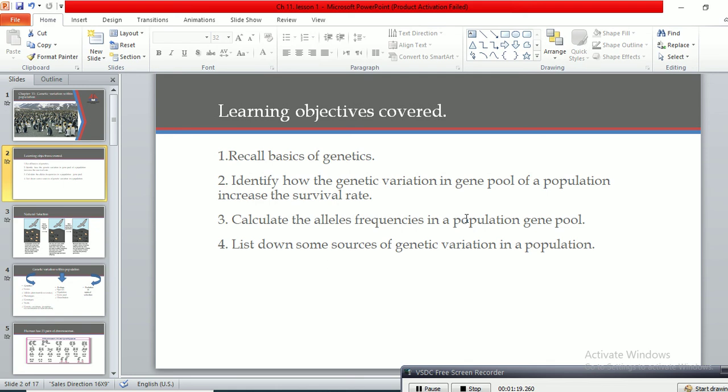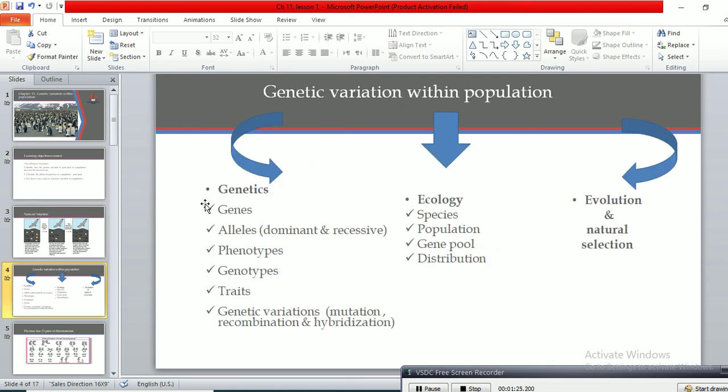In this chapter, you'll find that it's interdisciplinary between different branches of biology: genetics, ecology, evolution, natural selection. I think the information is fresh on this part. That's why we will revise some genetics concepts, and ecology concepts that we took in the first term: species, population, and gene pool distribution. Let's proceed.